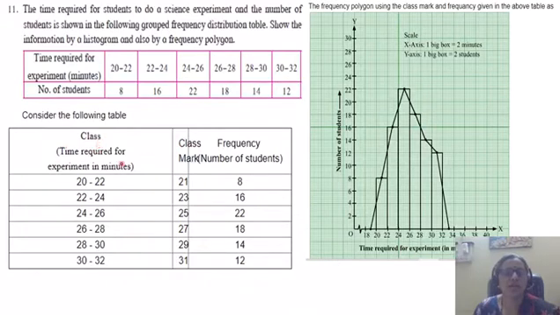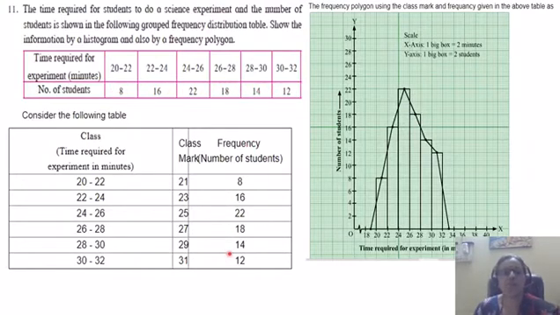First class, time required for experiment in minutes. Note it down. Then class mark of the class, the midpoint of the class. For 20 to 22, the midpoint is 21. 22 to 24, midpoint is 23. Midpoint of the next class is 25. Midpoint of the next class is 27, then 29. And 30 to 32, midpoint is 31, that is 30 plus 32 divided by 2, it is 31. Frequency, number of students, which is mentioned in your question, write it down as it is.